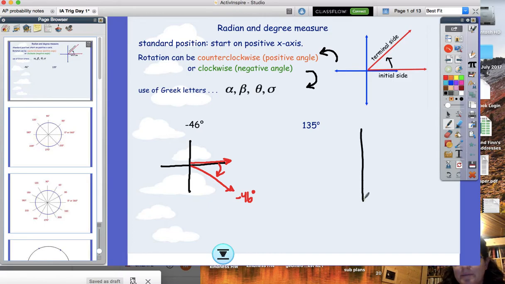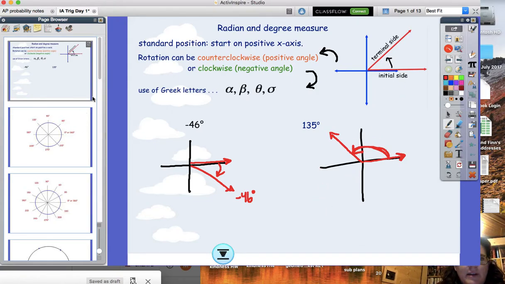135 degrees, again, I would start from the positive x-axis. But now that it's a positive angle, I'm going to be rotating counterclockwise. And 135 degrees, straight up here is 90. And 135 degrees is 45 degrees more than 90. So that would put me right about here. So I rotated counterclockwise. 90 plus 45 more will get you at about 135 degrees.